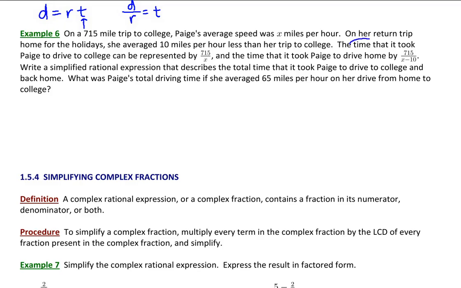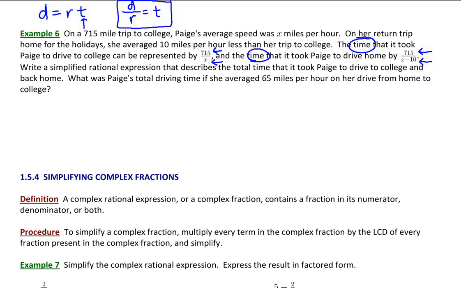Notice we're looking at the time that it took Paige to drive to college. According to the second form of our formula up here, time is equal to distance divided by rate. So notice in the top we have the distance that she drove, and in the bottom we have her rate that she drove to college. So distance divided by rate, that's the time that it took her to get to college. On our second fraction here, notice the distance is on top. It's the same, 715, but the rate on the bottom is 10 miles per hour slower than the original rate. But distance divided by rate again gives us time.